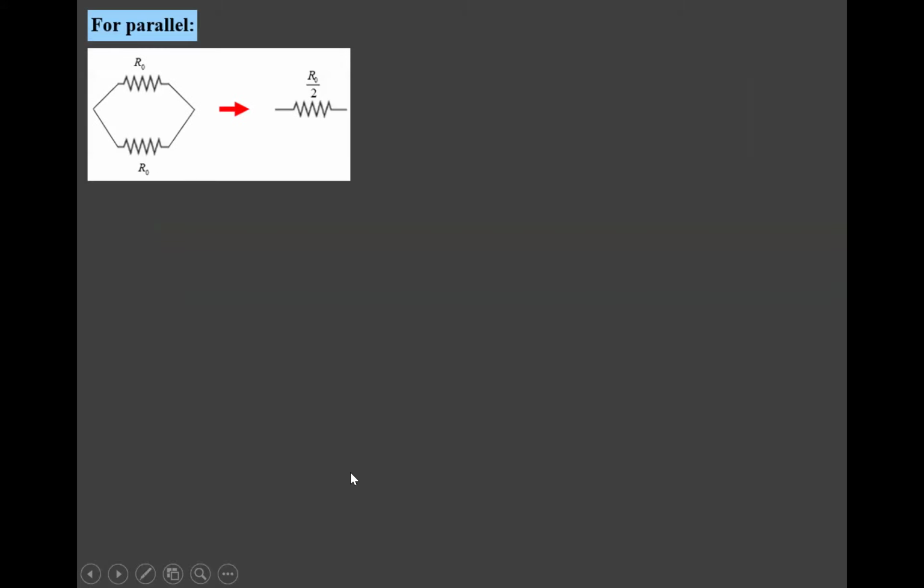Now let's think about the parallel combination. In parallel combination of both conductors, each R0, the equivalent resistance at 0 degree Celsius will be R0 by 2. At any temperature T, for the parallel combination of these two resistances, we can write 1 upon R equivalent equals 1 upon R1 plus 1 upon R2.